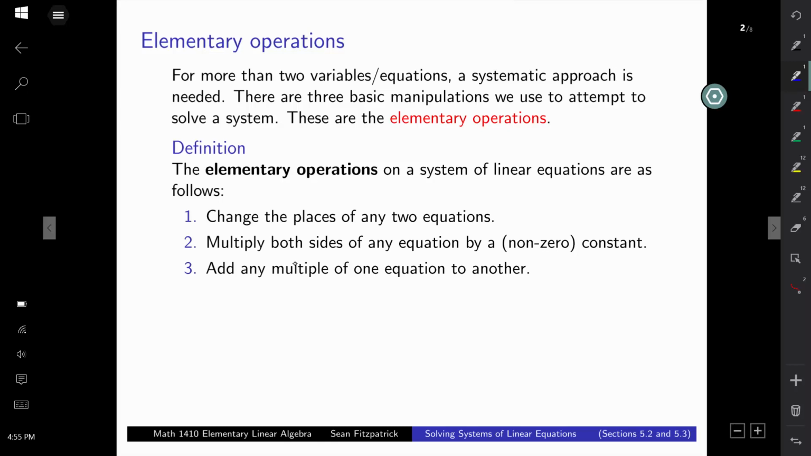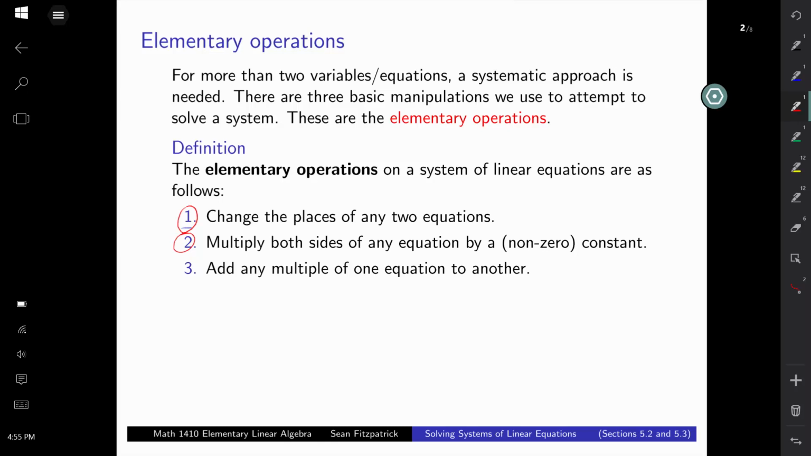So the first one says, well, obviously it does not matter. The order in which we write down the equations is not going to matter, right? So you can swap the positions of any equations in your list of equations. It's also true that if you multiply both sides of an equation by a constant, as long as whatever you do to one side you do to the other side, right? Multiplying everything through by a constant, that doesn't change the equation either.